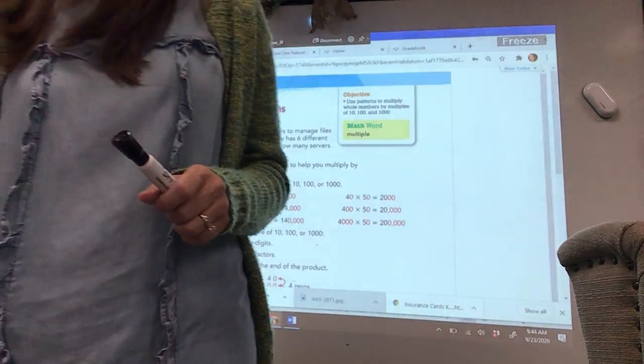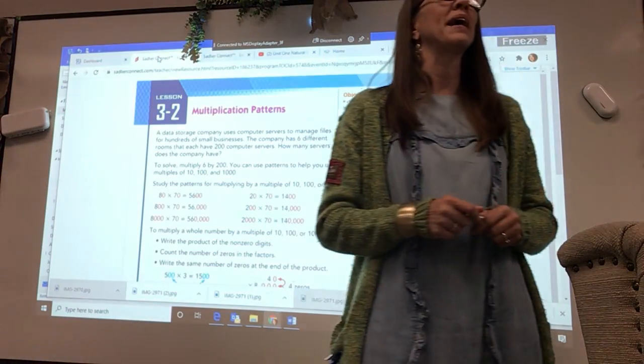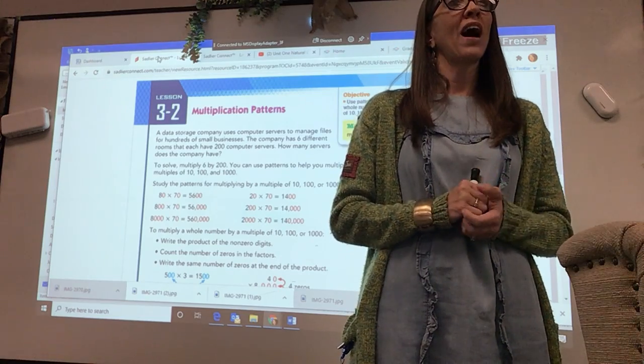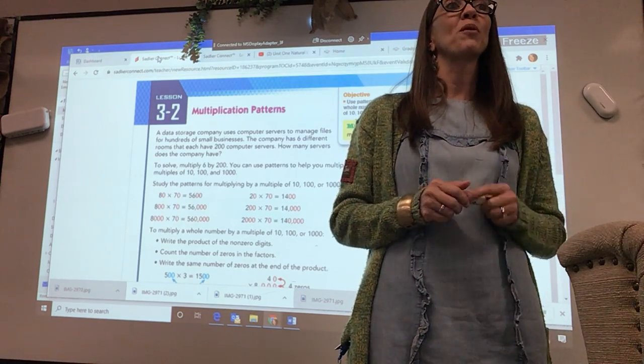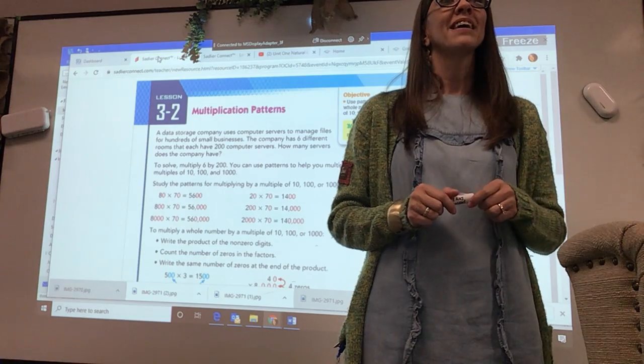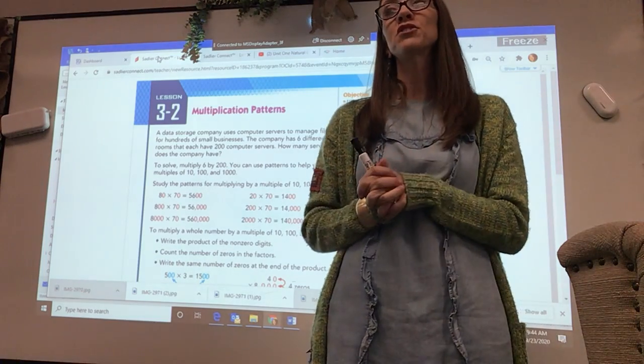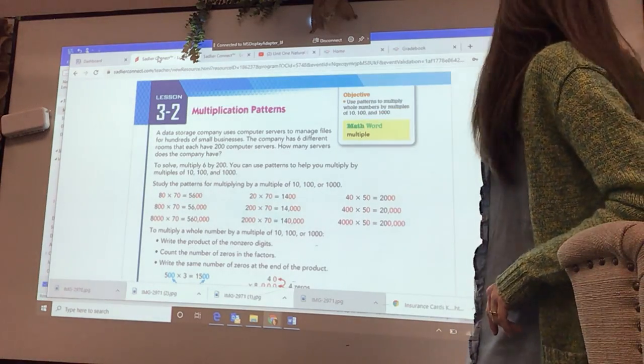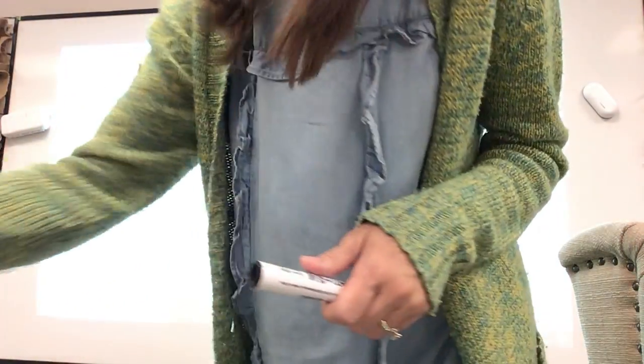Okay, I need all pens and pencils quiet, all markers down, all eyes up here. You shouldn't be doodling on your whiteboards. Okay, so fold your hands if you need to, just to keep them still. Multiplication patterns. Is this frozen? Oh, it's frozen. Here, let me.